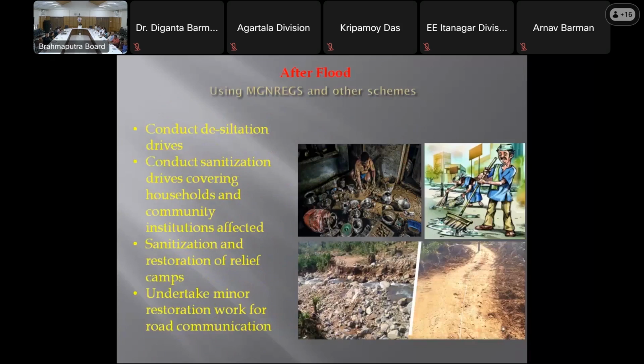Next, after flood, MGNREGA schemes by the state government of Assam and other schemes, suppose conduct desilting drives, etc. Suppose sanitization and restoration of relief camps. So after flood, we have to take this type of initiative.